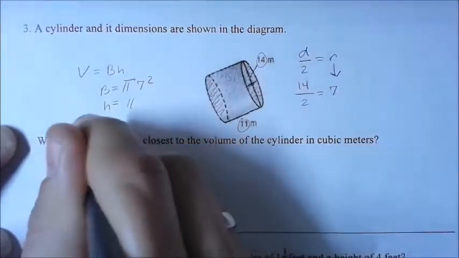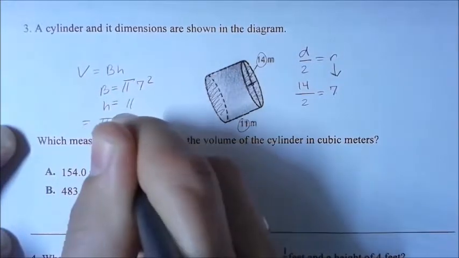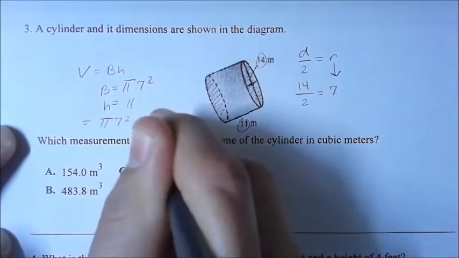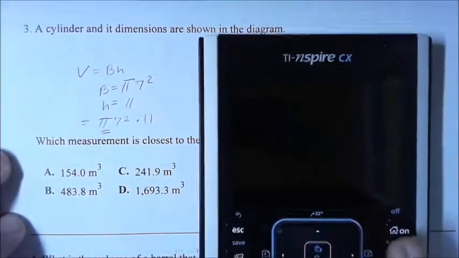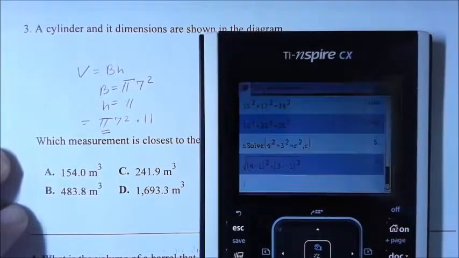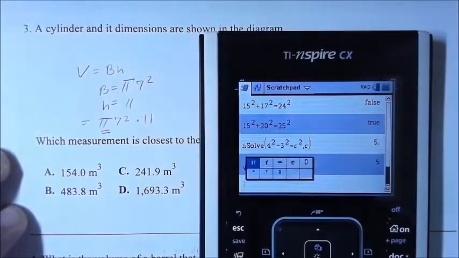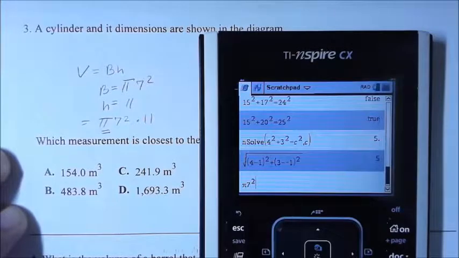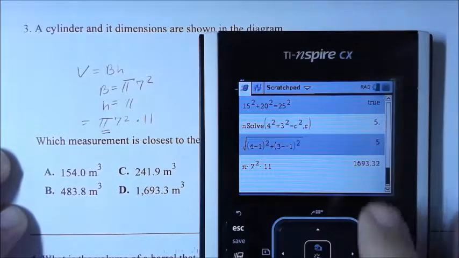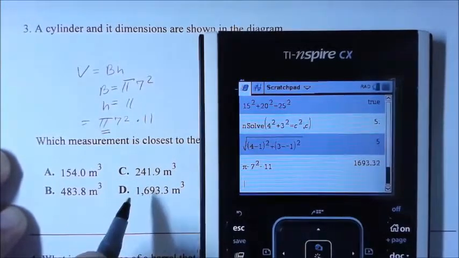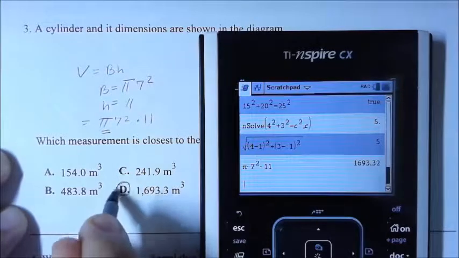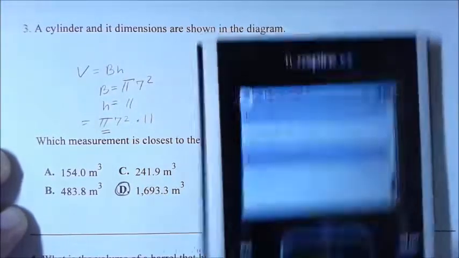So then we can just put these together. Pi times 7 squared times 11. And that's equal to, let's put that in our calculator real quick. So we have pi and 7 squared times 11, and it gives us 1693.3. And if you notice, the closest answer is D, right here. So that was the correct answer.